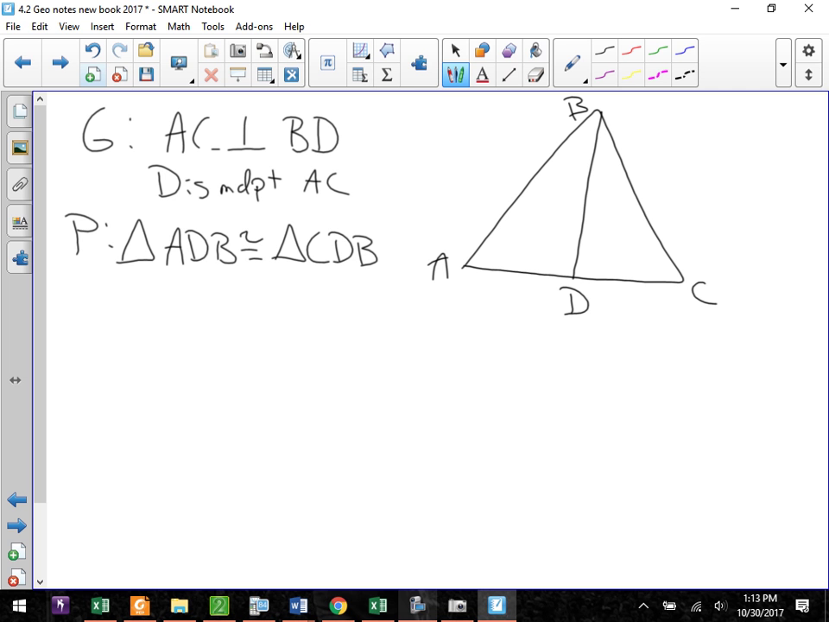AC is perpendicular to BD. D is the midpoint of AC. Prove triangles ADB and CDB are congruent to each other. Okay? Yes, ma'am.